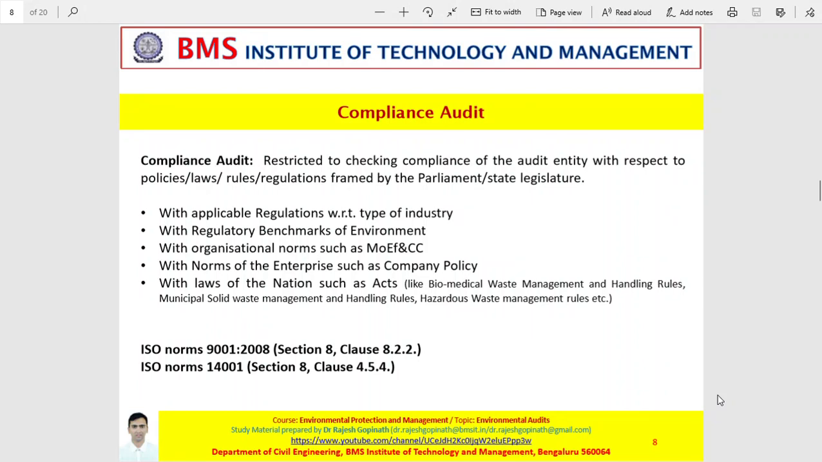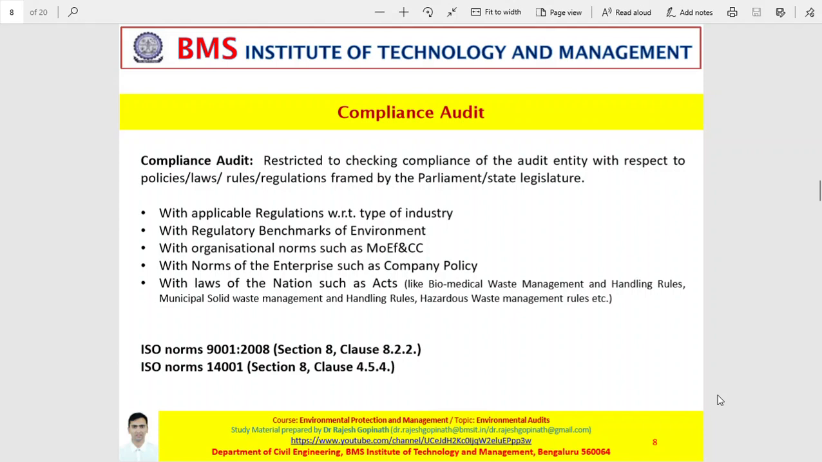In simple words, this kind of audit is to check whether there is a compliance existing based on certain criteria, rules, policies, regulations which have been framed by the parliament or legislation, and these are compared with the regulations for the type of industry, with the benchmark that has been set by the environmental norms of the highest authority, let us say EPA for United States, or BIS for India, or MOEF for India once again. Compliance is to understand whether you are performing as well as the standards, the benchmark which has been established by the company policy itself.